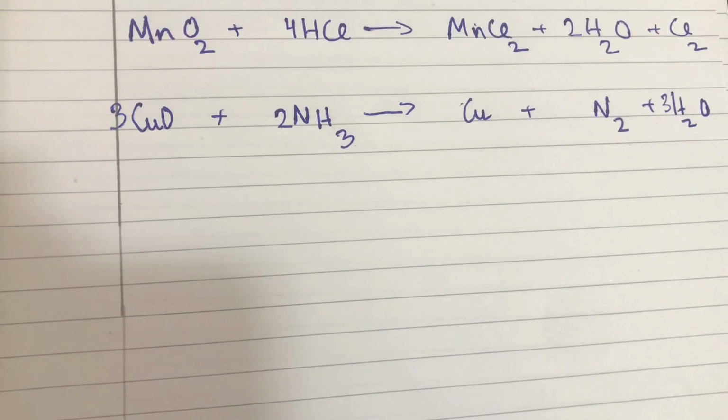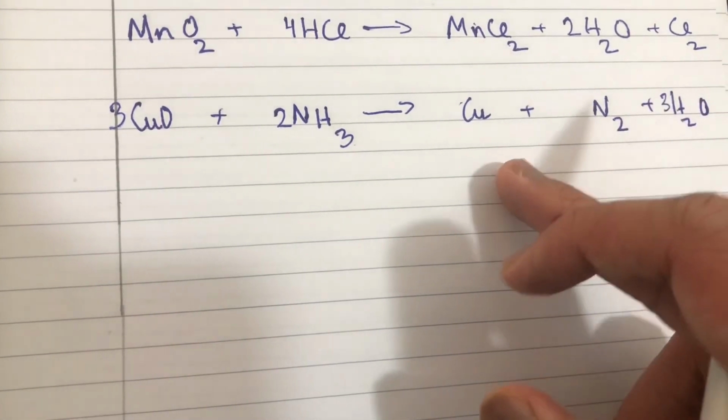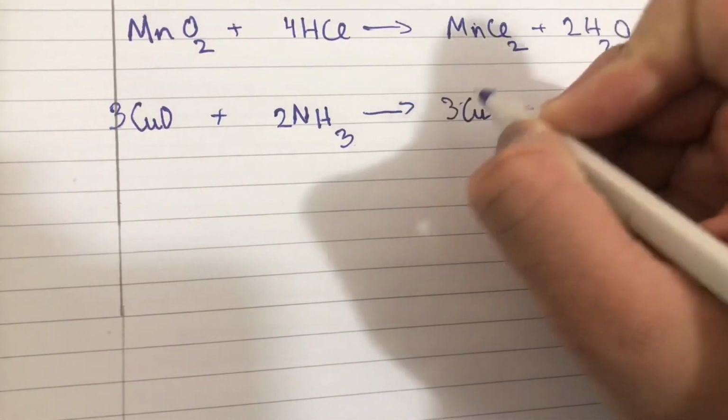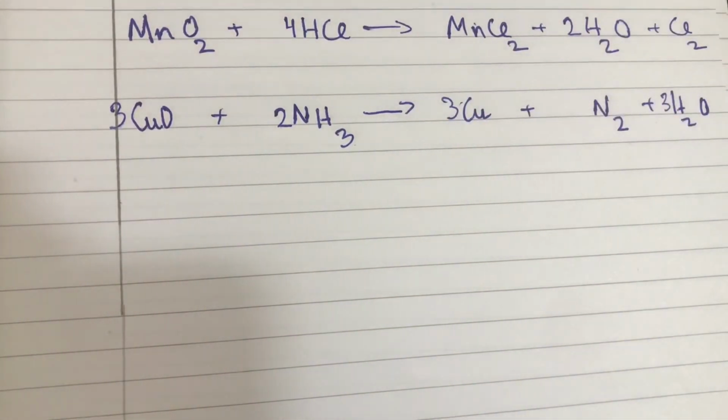Now this has changed copper. So we multiply the copper on the right hand side with 3. So this balances copper too. Now we have balanced this chemical reaction.